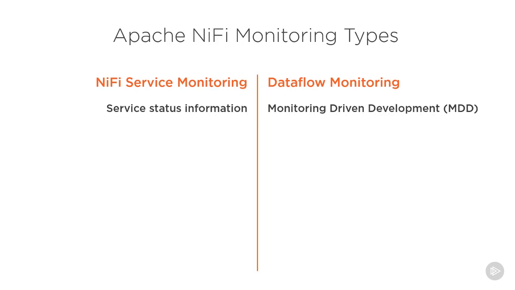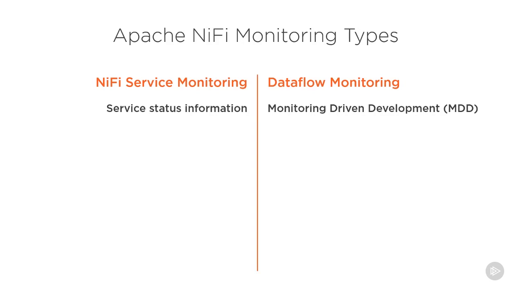On the other hand, the data flow monitoring is essentially part of the data flow design. This is also known as monitoring-driven development. You should always consider implementing proper monitoring tasks, not only about any errors or warnings. Sometimes it's also important to know the activities that the data flow is supposed to do, or if no activities have been done for a certain amount of time.